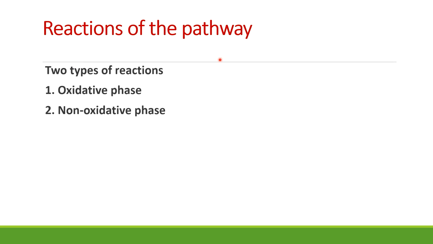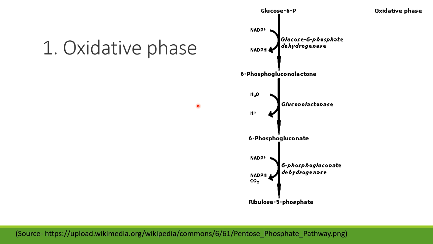The reactions of the HMP shunt pathway, they are divided into two phases. Like you have two phases of reactions. One is the oxidative phase and then the non-oxidative phase. Coming to the oxidative phase. The oxidative phase of HMP shunt, it is an irreversible metabolic process and it mainly occurs in the cytosol. So how does it begin?